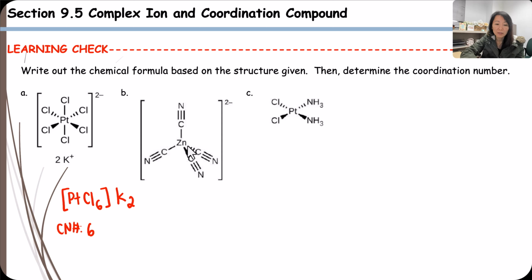What about for this one, zinc? We have our zinc, and we write that one first. And the ligands are C, N, and N. And how many of that? Well, together in total, CN, carbon and nitrogen, there are 4 of them. So we write brackets to note that all of these are bonded to the zinc. And because there is no counter ion, we just write the 2 minus charge. The coordination number for this one would be 4.